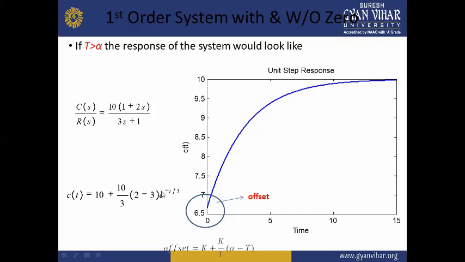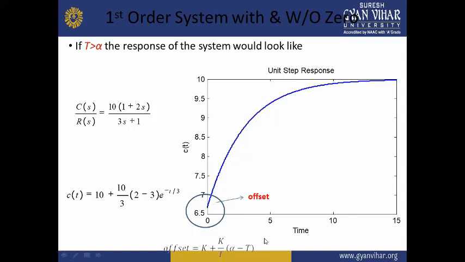Therefore, when we plot it, there is an offset introduced into the system. So if T is greater than alpha, the response of the system would look like this, as shown in the given graph figure. Let's take an example. If we have the transfer function equal to 10 into (1 plus 2s) upon (3s plus 1), therefore there is a zero at the location of -0.5.